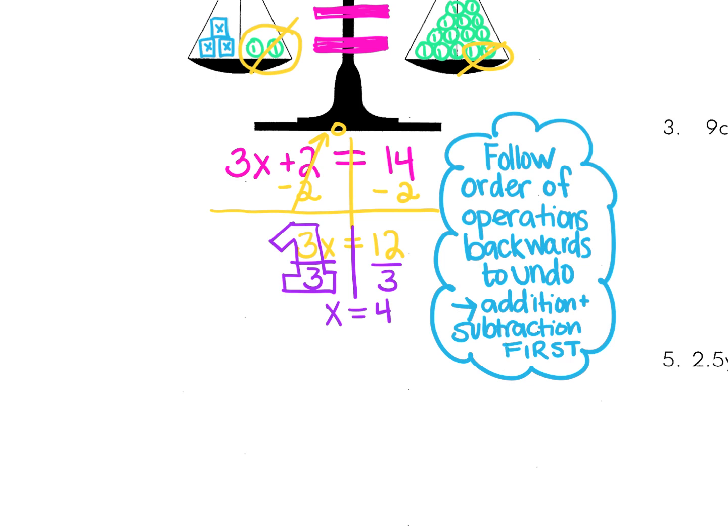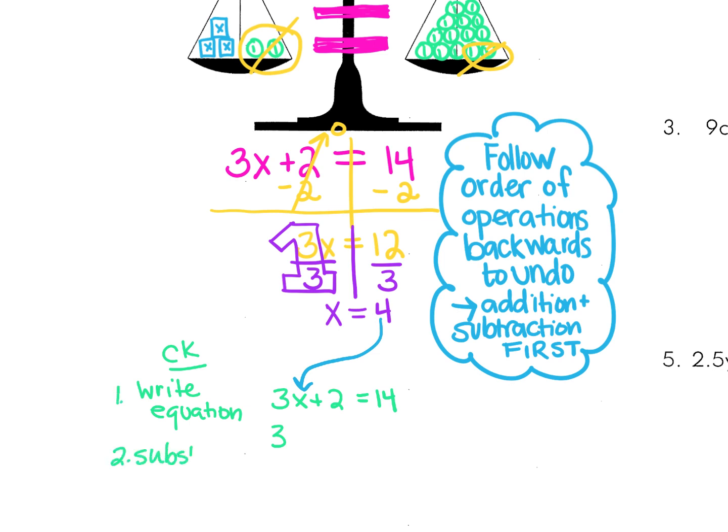Of course, we still have to do our check. Same way, the very first part of a check is to write the equation. In this case, the equation is 3x plus 2 is equal to 14. Now, we think that x is equal to 4. So I am going to substitute in. Step number 2 is substitute in the 4.